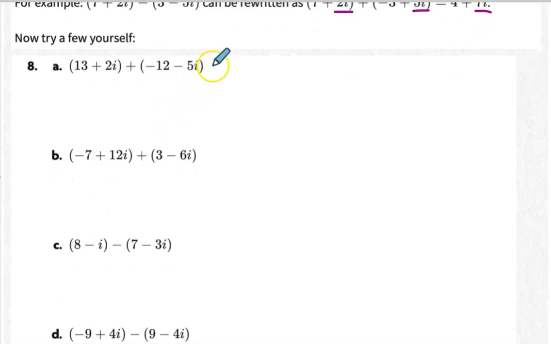These are very straightforward. So I have two complex numbers I'm adding, so I'm going to add the real parts. 13 and negative 12 gives me 1. And then the imaginary parts. 2i and negative 5i gives me negative 3i. And that's it. Let's look at another one. So I'm adding. When I add the real parts, negative 7 plus 3 is negative 4. And add the imaginary parts. 12i and negative 6i gives me a positive 6i.